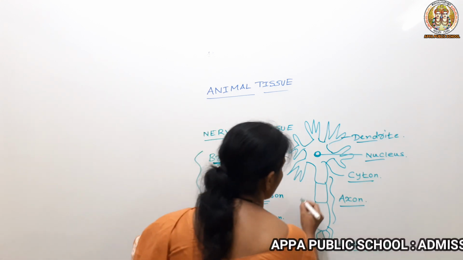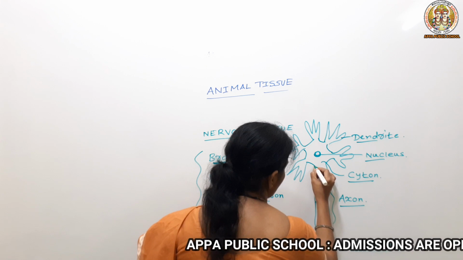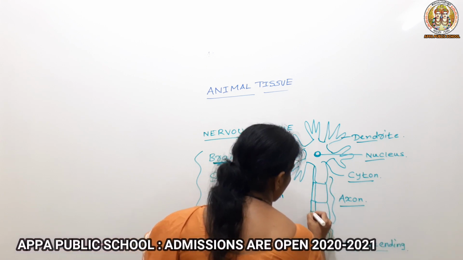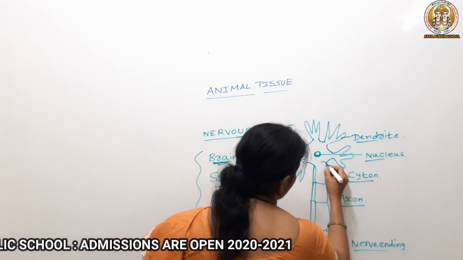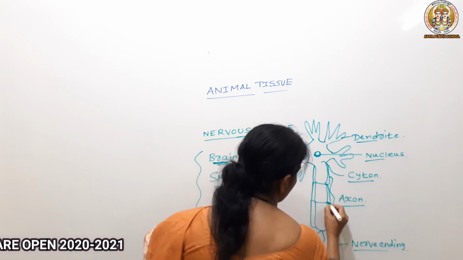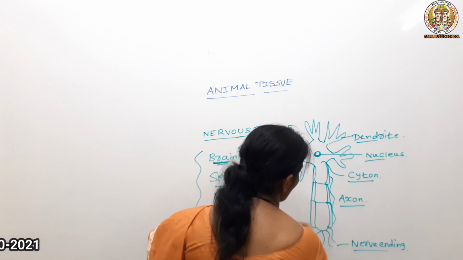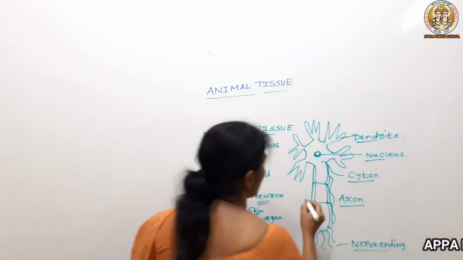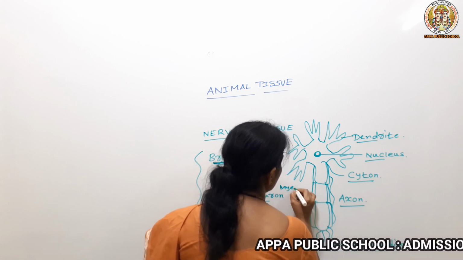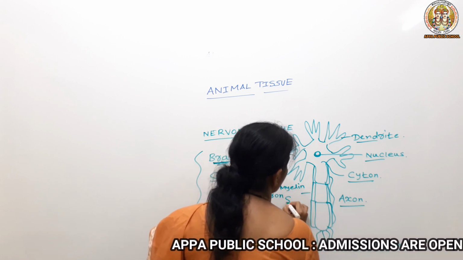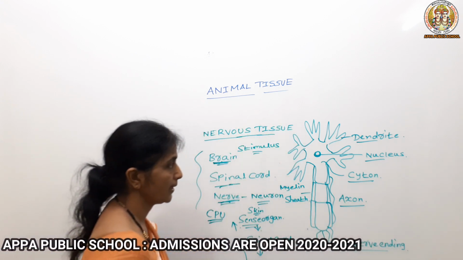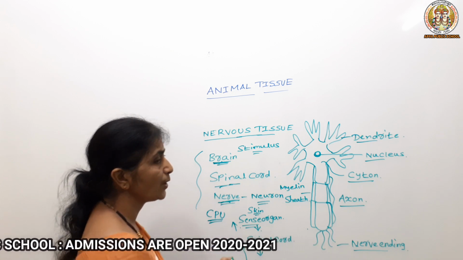And this axon is covered by an outermost layer. It is known as the myelin sheath. Because the message will be sent in the form of neurotransmitter, the myelin sheath acts as an insulator. So this is about the neuron.